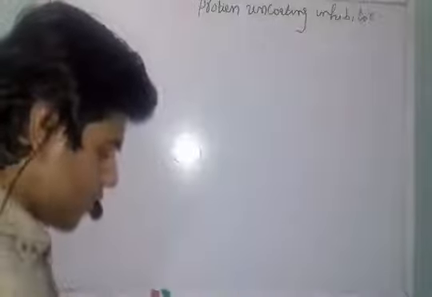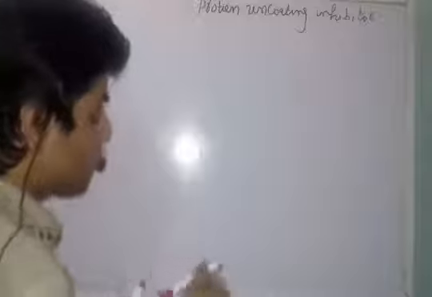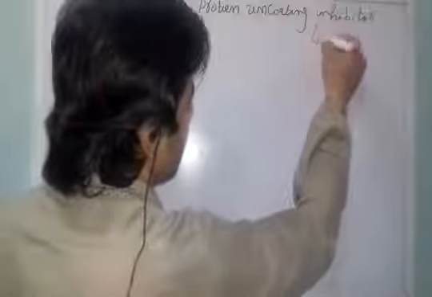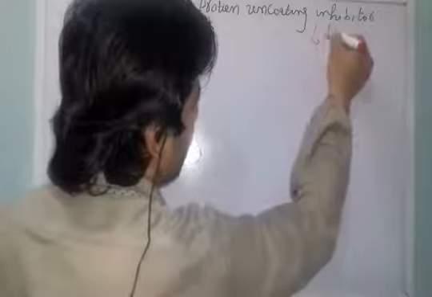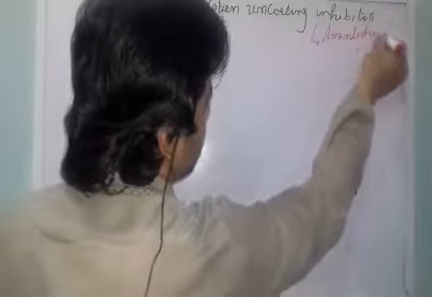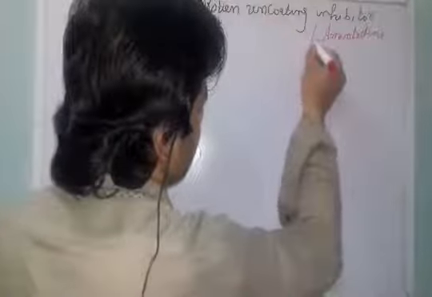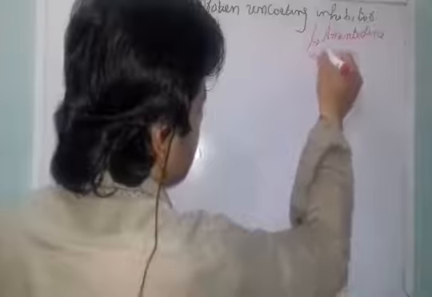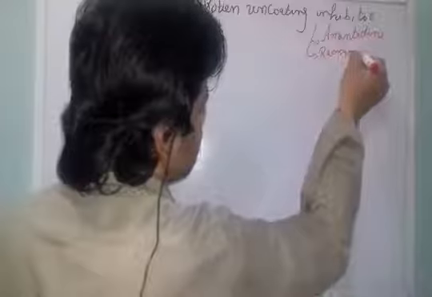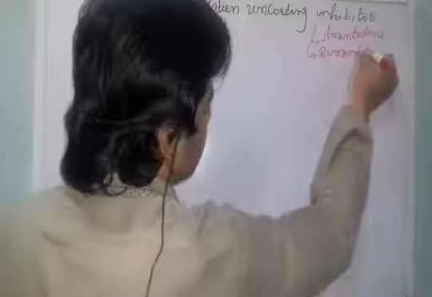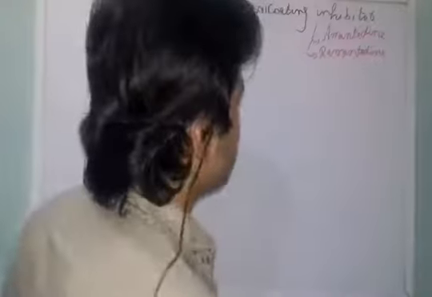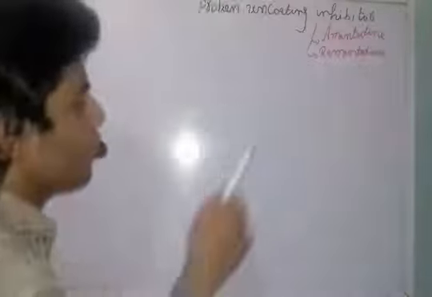The drugs which are involved in protein uncoating inhibition, we usually call them Amantadine and the second name is Rimantadine. So these are the names of the drugs which are used as protein uncoating inhibitors.